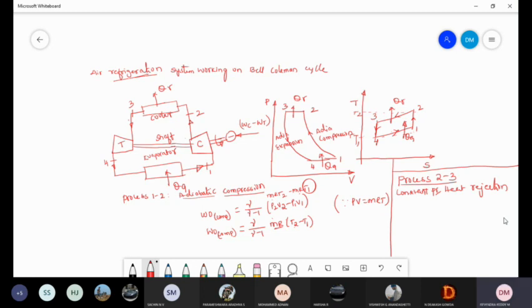Yeah, how will you define the condenser? What is the condenser working process? For example, this is the condenser. Heat exchanging, sir. It is a type of heat exchanger.